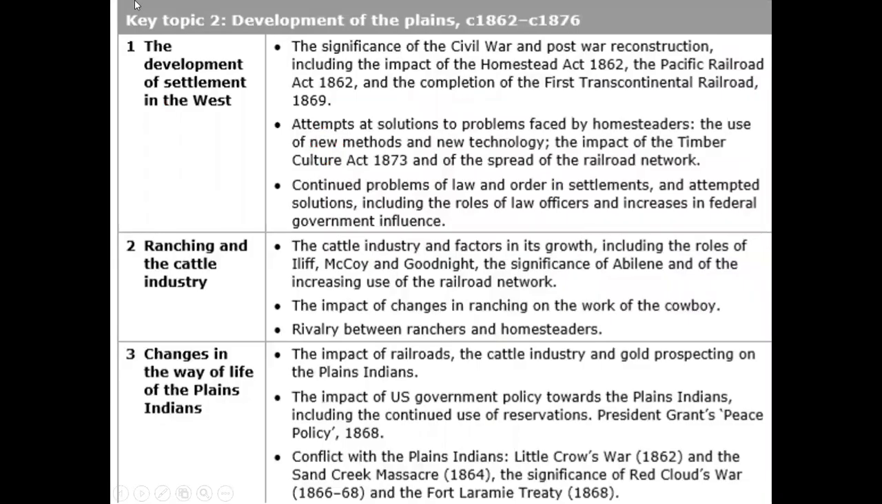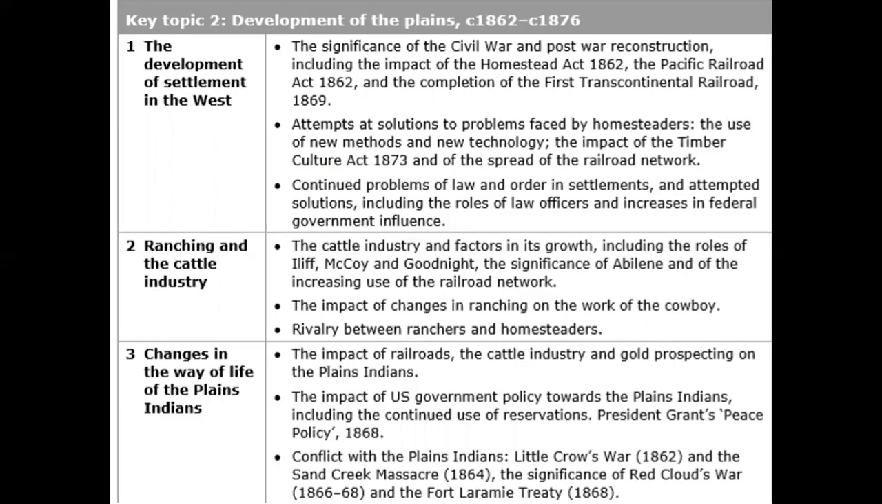So this is the Edexcel specification, the scheme that the exam board give us, as I've looked at in previous lessons. And you can look at the very bottom bullet point of key topic 2, subtopic 3. We look at conflict with the Plains Indians, Little Crow's War, and the Sand Creek Massacre, which will be this lesson. Then for the next lesson, we're going to look at the significance of Red Cloud's War, and then look at the impact of the Fort Laramie Treaty.